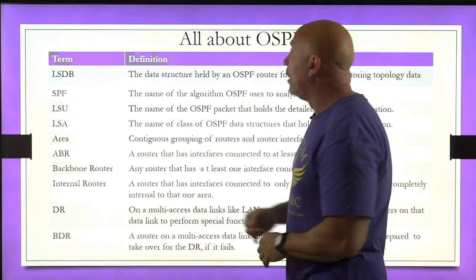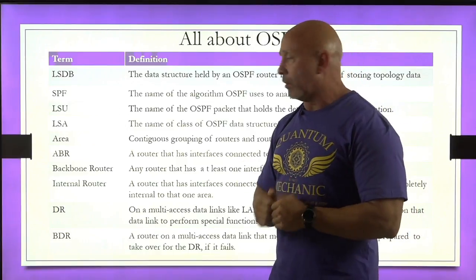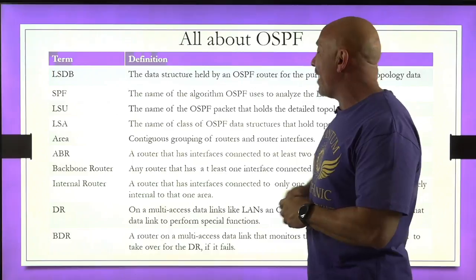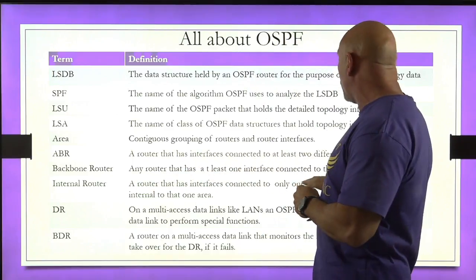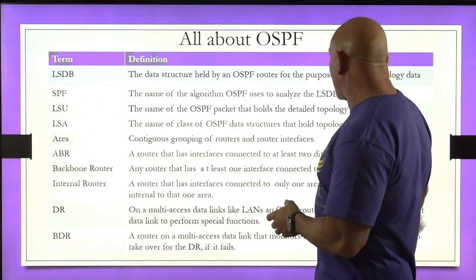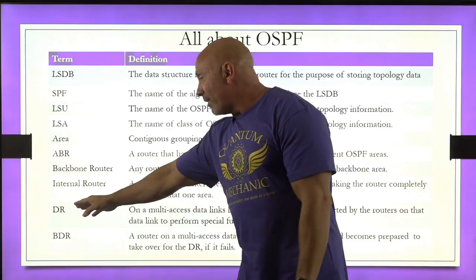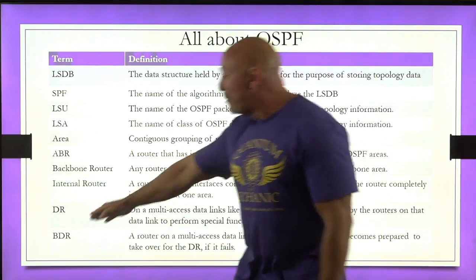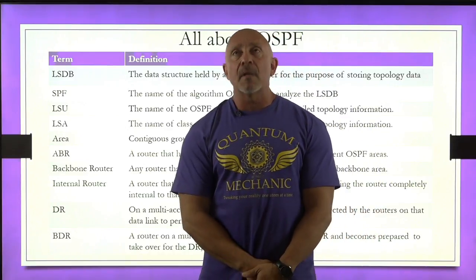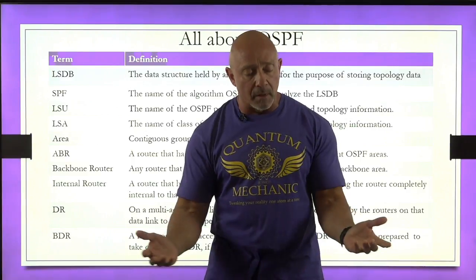Real world, an area border router connects directly to area 0. Backbone router, okay, any router connected to that. An internal router, a router that has an interface connected to only one area. That makes sense. Internal router in one area, making the router completely internal to that one area. That makes sense. And then we have a DR, a designated router, and a backup designated router. Now, we'll be talking about it, but remember, a designated router and a backup designated router exist only in OSPF.